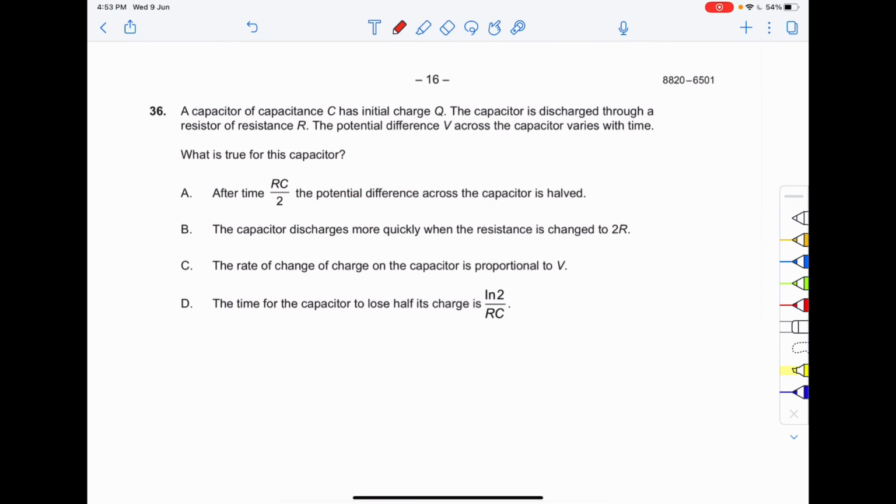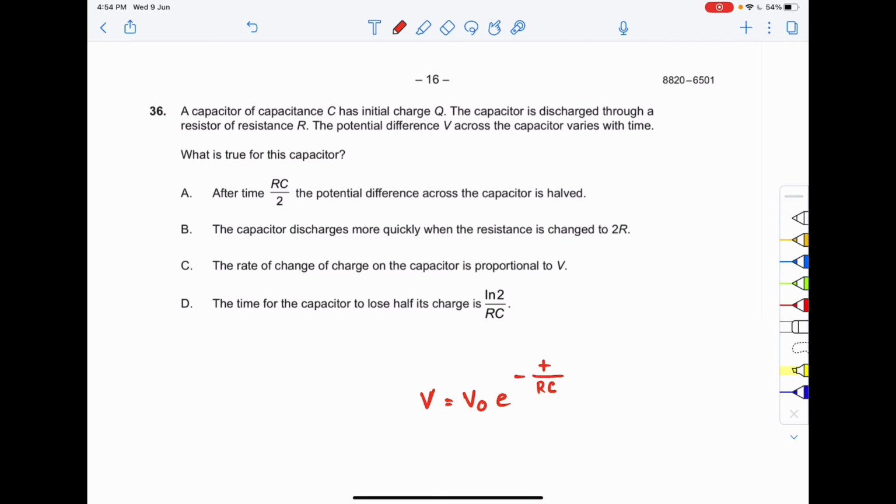Now proceeding on to the next question. A capacitor of capacitance C has an initial charge Q. The capacitor is discharged through a resistor R. The potential difference V across the capacitor varies with time. What is true for the capacitor? After a time RC by 2, the potential difference across the capacitor is halved. So we know the potential difference across the capacitor V is equal to the initial potential difference V naught e to the power minus T by RC.